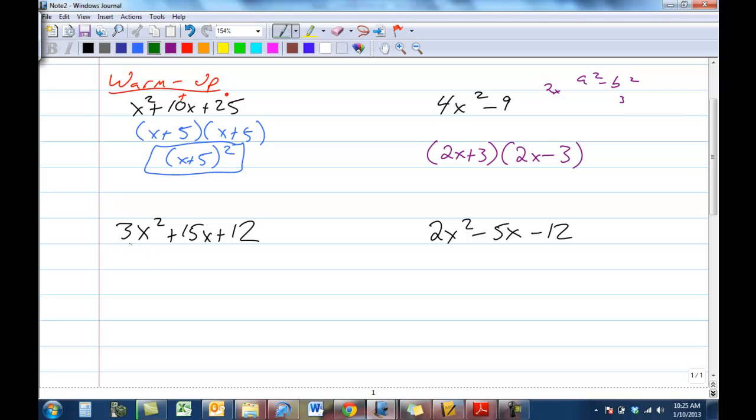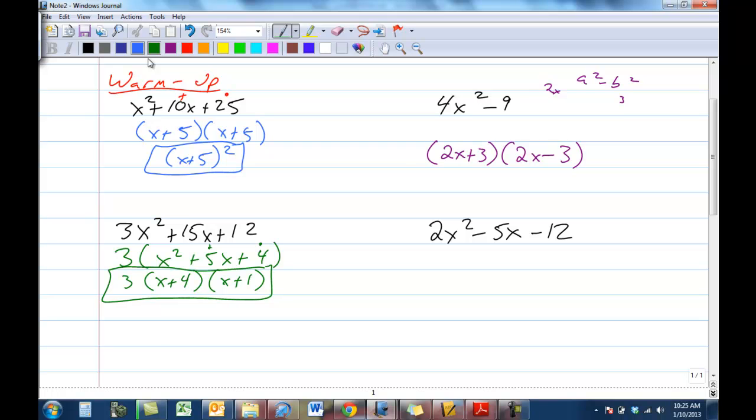Then this one, what's the first thing you always look for? You always look for a GCF. In this case, a 3 can come out. 3 times quantity of x squared plus 5x plus 6. Excuse me. Oh my goodness. 6. What am I talking about? Plus 4. Is that better? My bad. What multiplies to 4 and adds up to 5? Well, that would be 4 and 1. So this factors further to x plus 4 and x plus 1. Make sure you factor it as far as you possibly can.